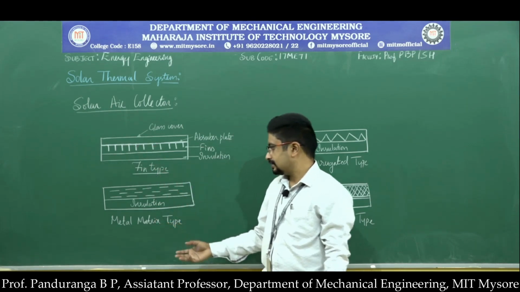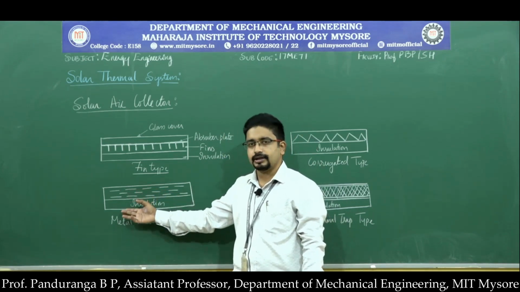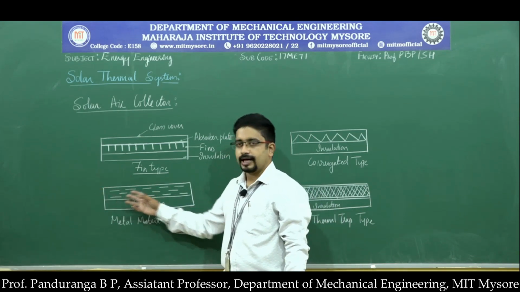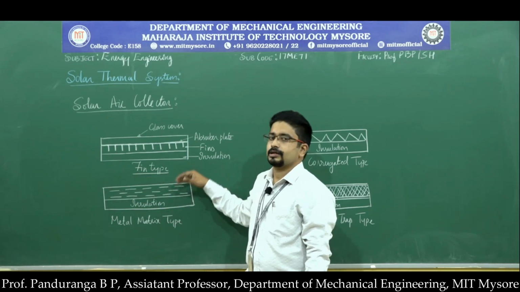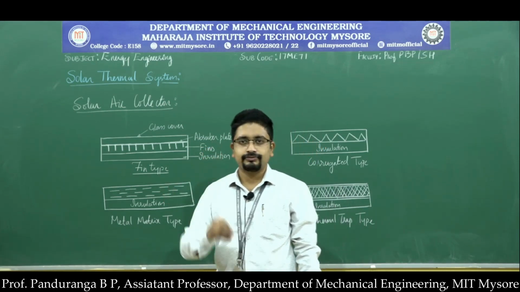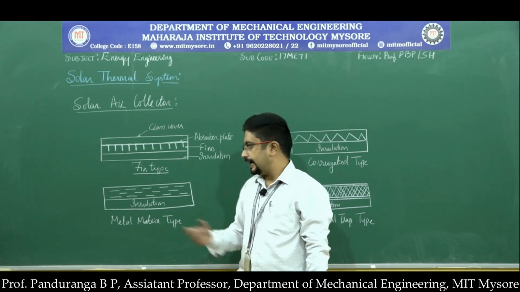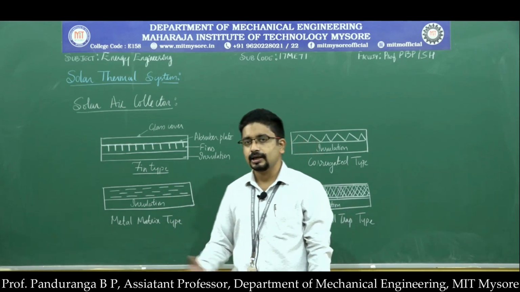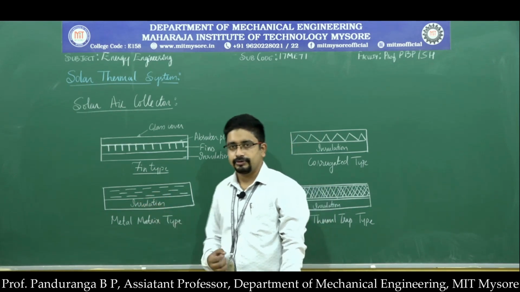Then in the second variation, we have a metal matrix type. So here, at the bottom and on the three sides we will have the insulation, and at the top we have the metal matrix, and above the metal matrix we will have the glass cover. The air will be made to flow through the metal matrix, and as the sun rays fall on the metal matrix it absorbs heat energy, and as the air flows over it, it transports the heat energy to the air flowing through the metal matrix. So this is another variation.